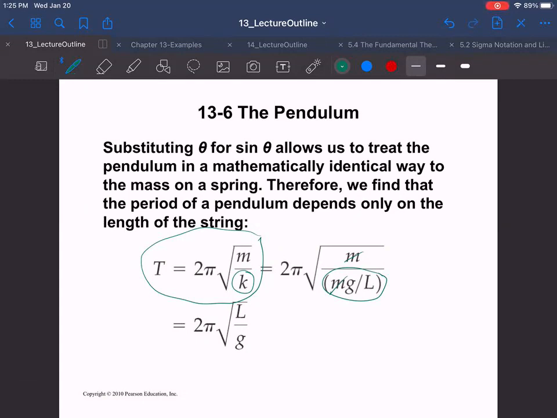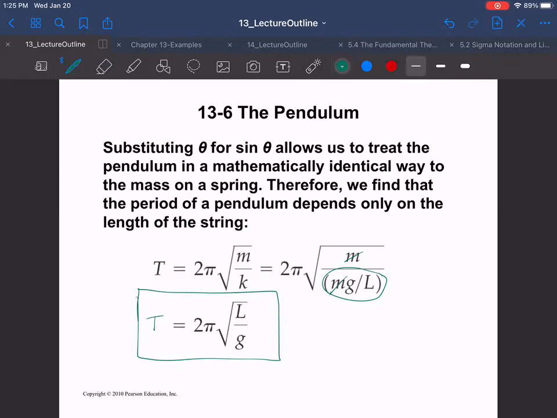You should have found that the mass didn't matter, right? The mass didn't matter. And here you go, it canceled out. It's independent of the mass at the end of the bob, or the mass of the bob. And so we end up with period equals 2 pi times the square root of L over G.